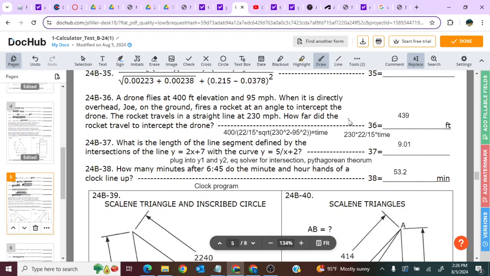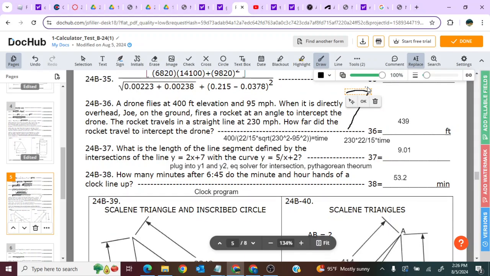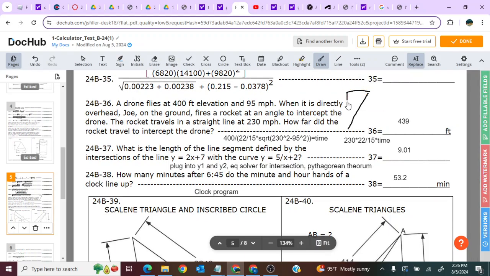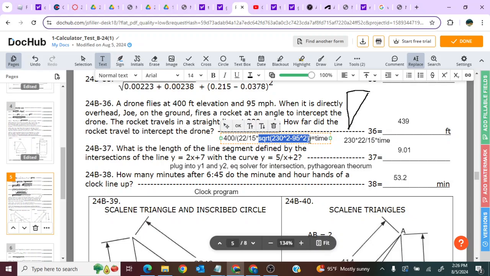All right, so the triangle looks like this. The rocket's traveling at 230 miles per hour, and the drone is flying horizontally at 95 miles per hour. So you have a right triangle. You have one of the legs and the hypotenuse, so use the Pythagorean theorem to figure out the vertical speed. It's going to be this right here. And then you multiply by 22 over 15 to convert from miles per hour to feet per second. That's a ratio you should know.